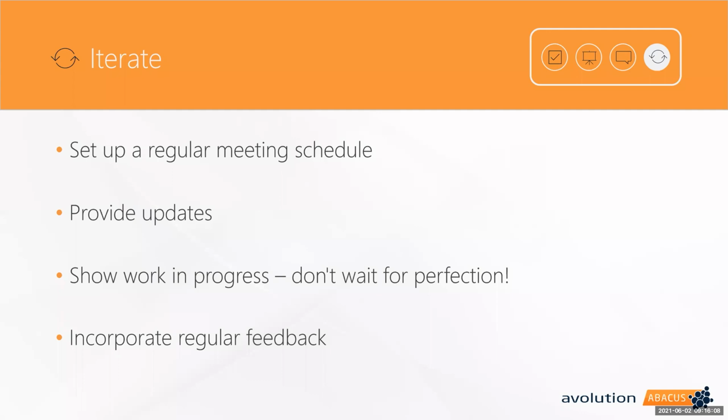Lastly, it's important to iterate. So just a single stakeholder meeting won't be enough to set you on the right path. It's important to set up a regular meeting schedule so that you can provide updates and show progress and incorporate regular feedback. When you have a regular iterative approach, it's also easier to show works in progress and not wait for perfection because you're regularly meeting with them. So you can see that those points along the way are points towards achieving that vision that you've laid out.